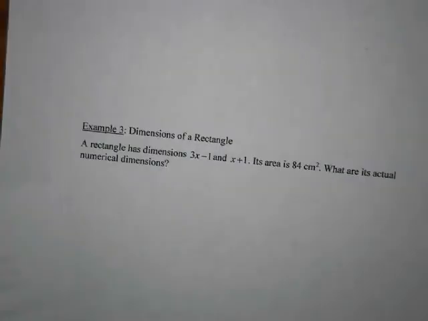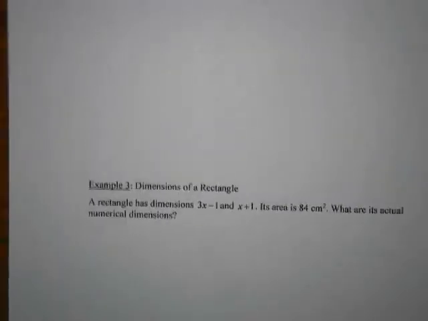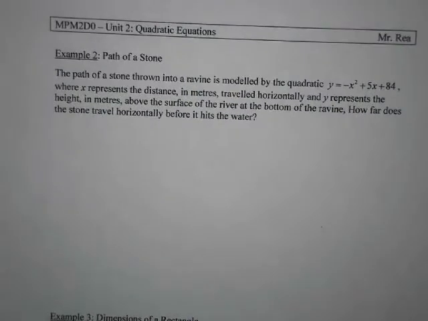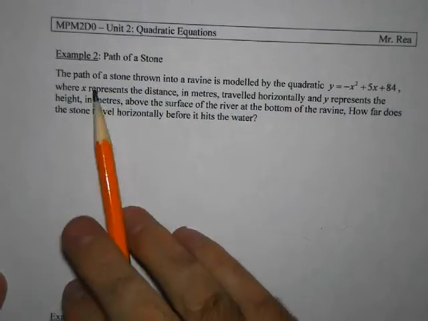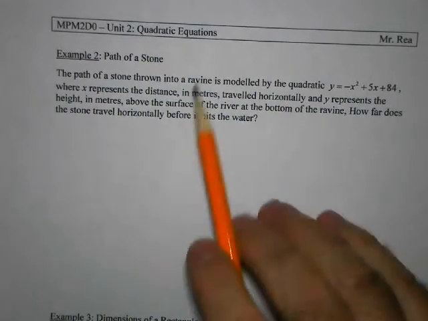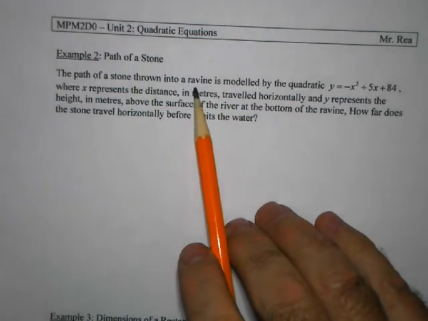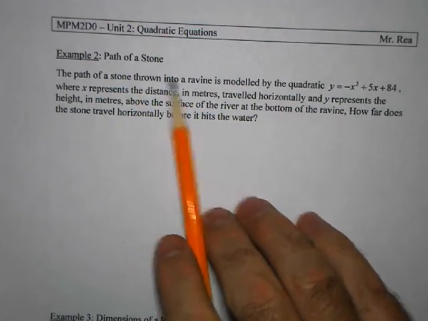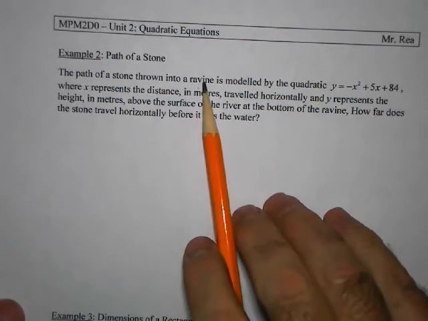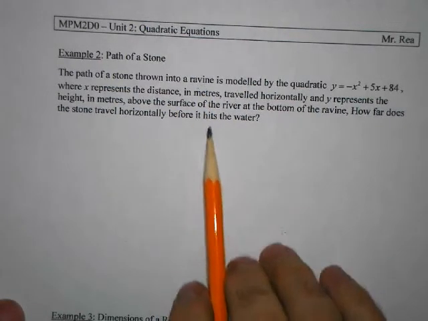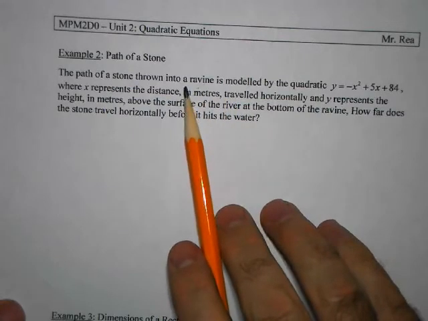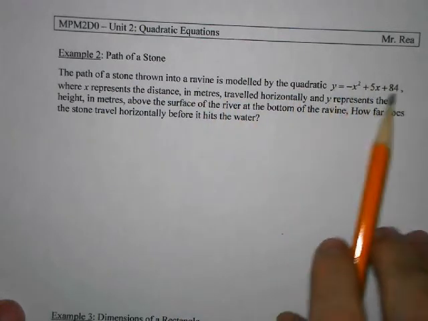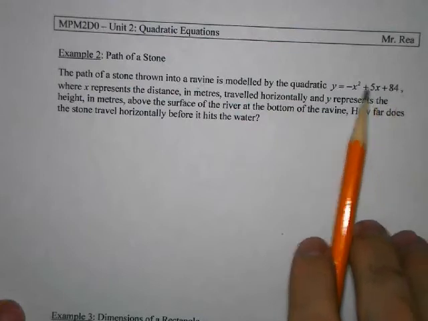So I've got a couple more word problems just to see where we might use this type of solving quadratic equations. So here's a word problem, and we're going to cover some of these a couple of lessons from now. The path of a stone thrown into a ravine. A ravine is like a big valley, so it's almost like a cliff, and you're throwing it into a ravine. This actually is where a river is. So this stone's path is actually modeled by this quadratic equation. And we'll talk more about that in a second.